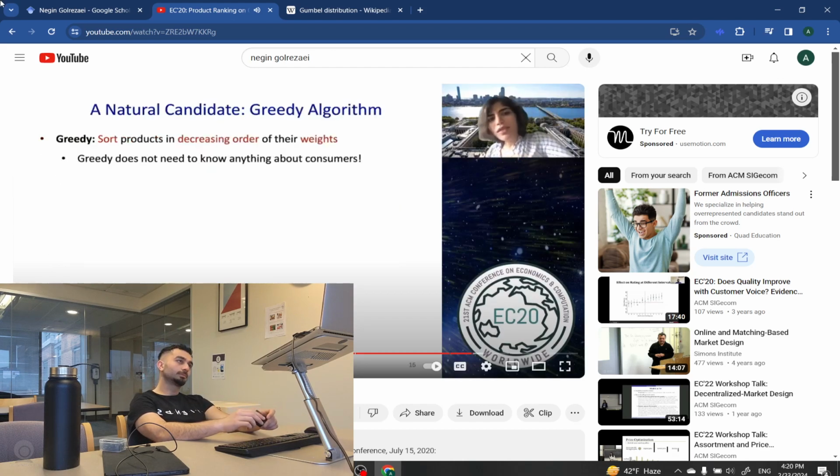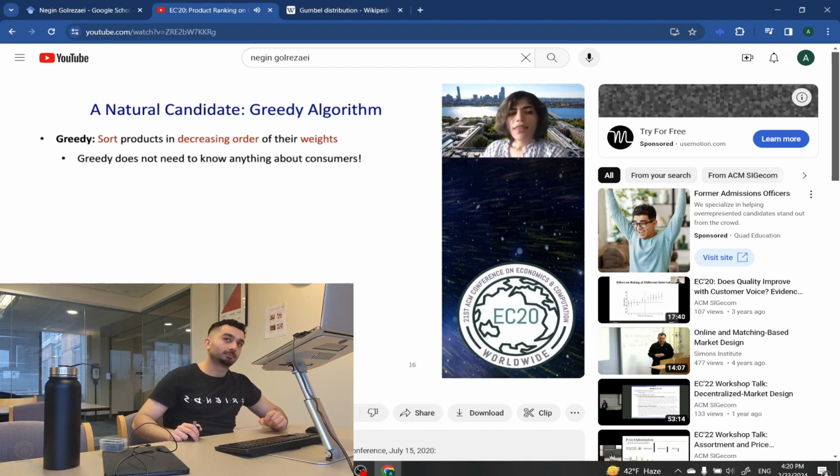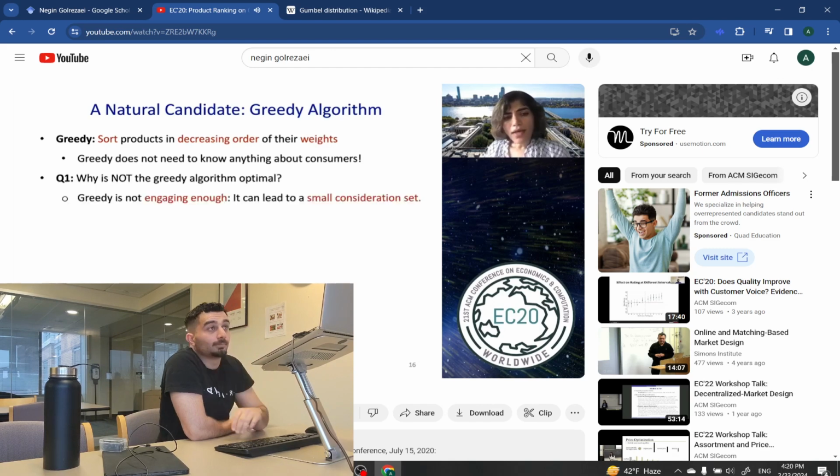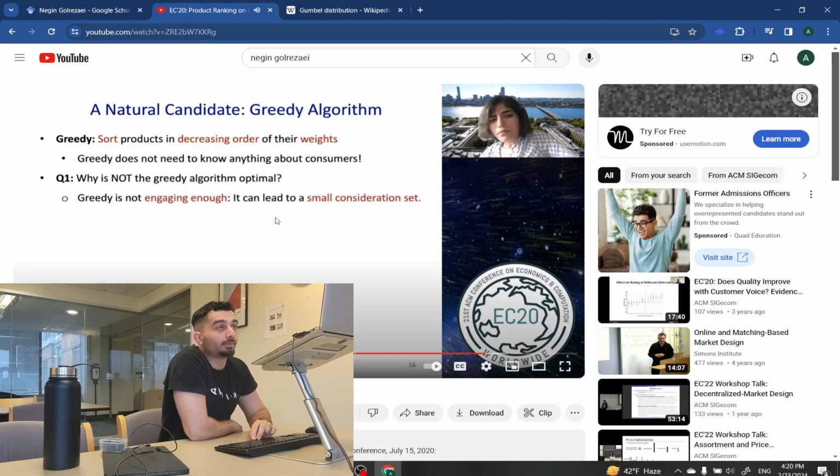Okay, so then we are going to focus on designing approximation algorithms. And one natural candidate is the greedy algorithm that simply sorts the products in decreasing order of their weights. And the greedy algorithm is, from the practical perspective, very appealing because it does not really need to know anything about the consumers. It only needs to know the preference weights.